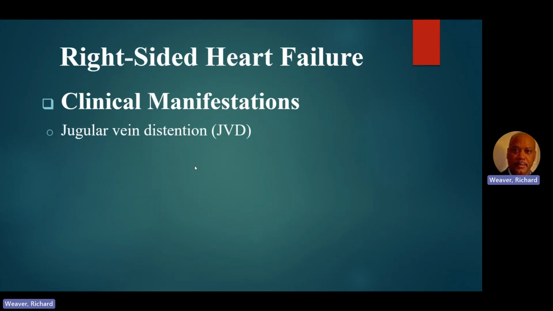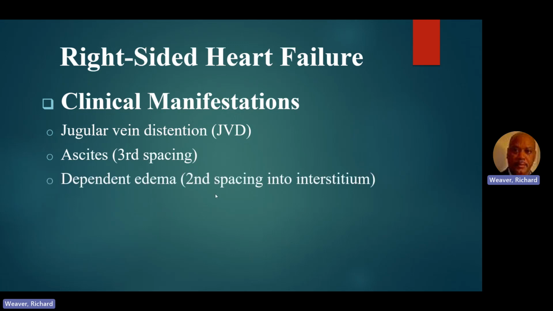Some of the right-sided heart failure clinical manifestations is JVD. Remember, everything is backing up. There's ascites or third spacing. Again, fluids are leaving the vascular space and seeping into the peritoneum. As far as dependent edema, it is the liquid part of our blood. Because of all the pressure in the lower limbs, it moves from the vasculature into the interstitium, or second spacing. There's also hepatomegaly, and this is due to liver engorgement.